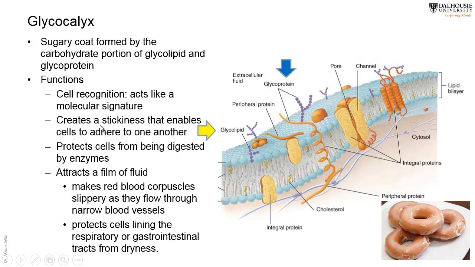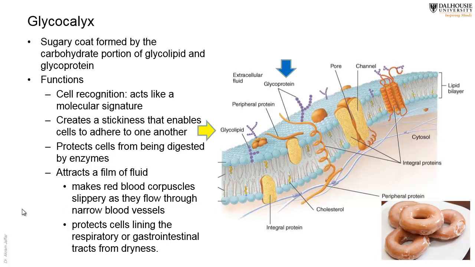This glycocalyx is important for cell recognition. So again, it acts like a molecular signature. We mentioned that this is one of the main functions of the cell membrane, so the glycocalyx is important in that. And it creates stickiness. It's sugary, so it creates stickiness. In some tissues, it will enable the cells to adhere to each other because it's sticky, and it protects some other cells from being digested by digestive enzymes.